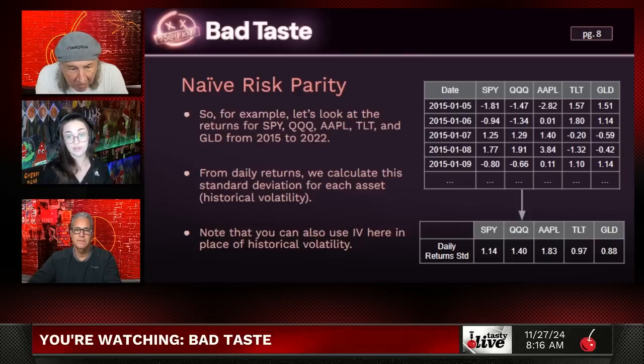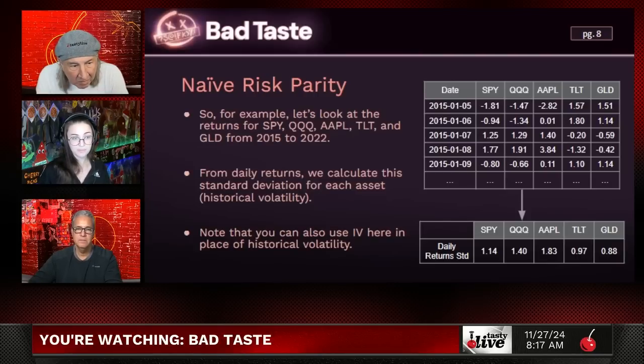You can also use IV here in place of historical volatility, which is actually kind of cool. If you don't want to calculate it yourself, you can just pull it from a platform and plug it into that formula that I showed. But first things first, we have to measure risk. For equities, we would use returns standard deviation.